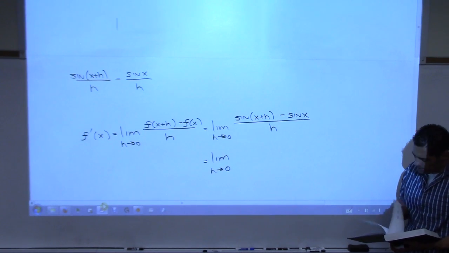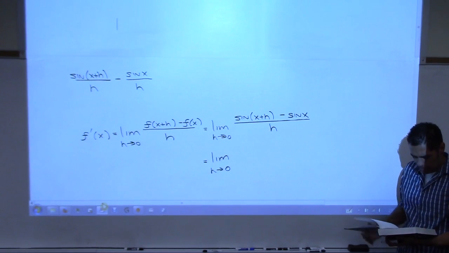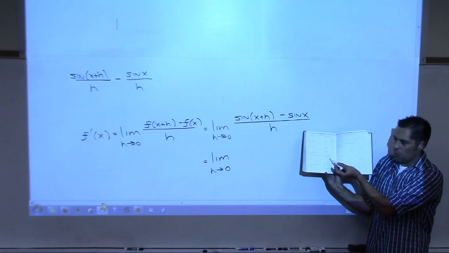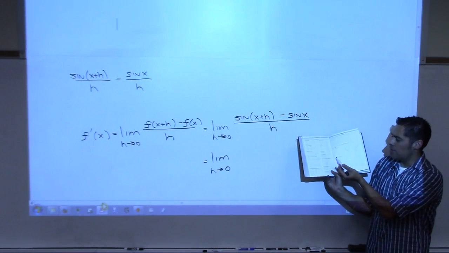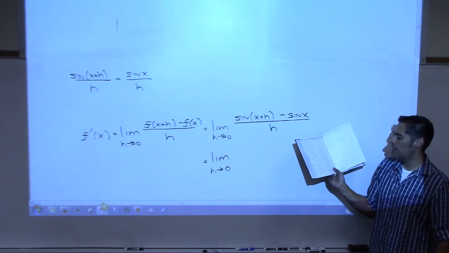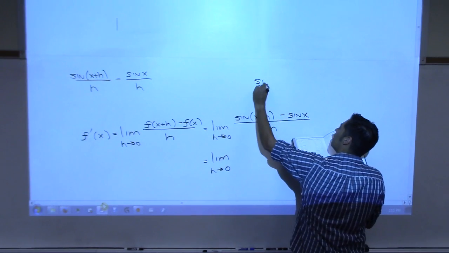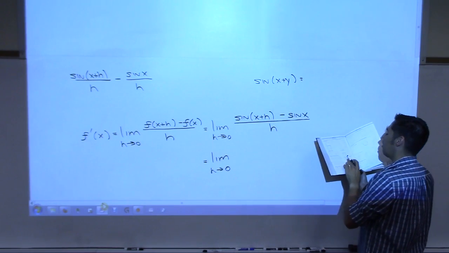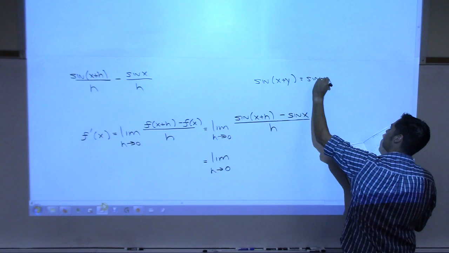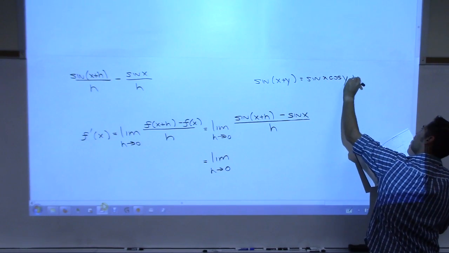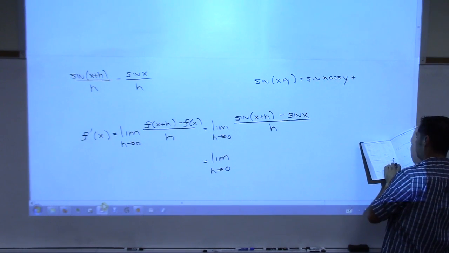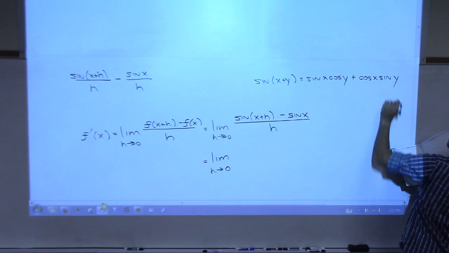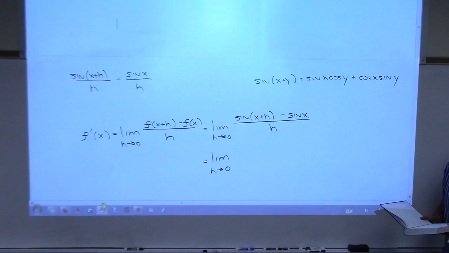This is on reference page 2, about three-quarters of the way down on the right-hand side: the addition and subtraction formulas. It says sine of x plus y equals sine x cosine y plus cosine x sine y. It doesn't matter which way you write it.